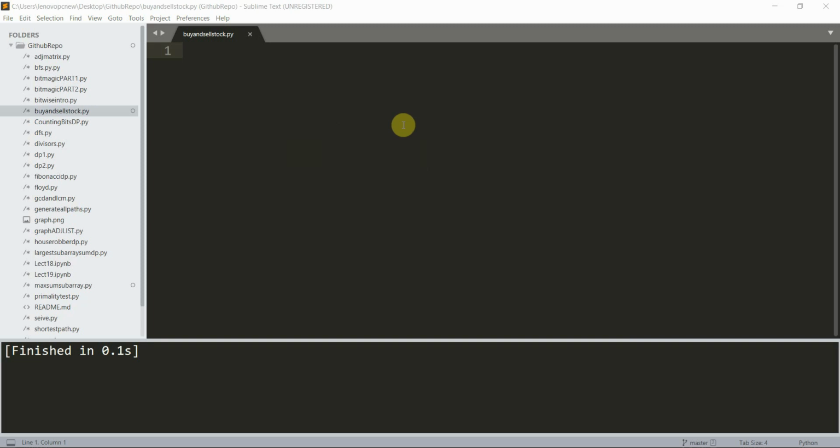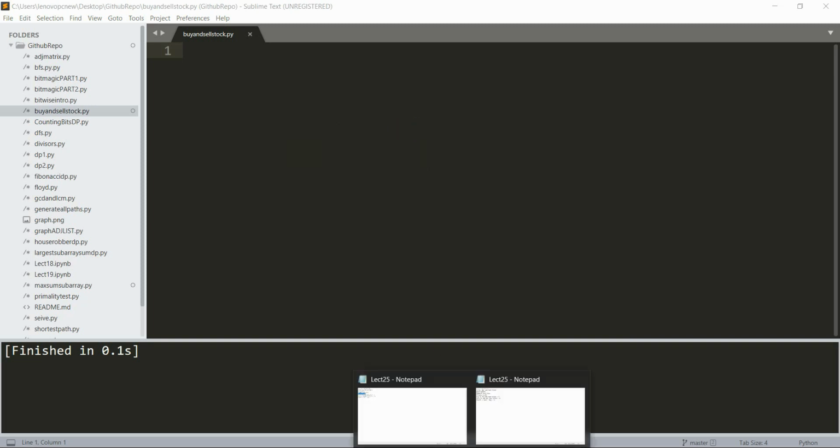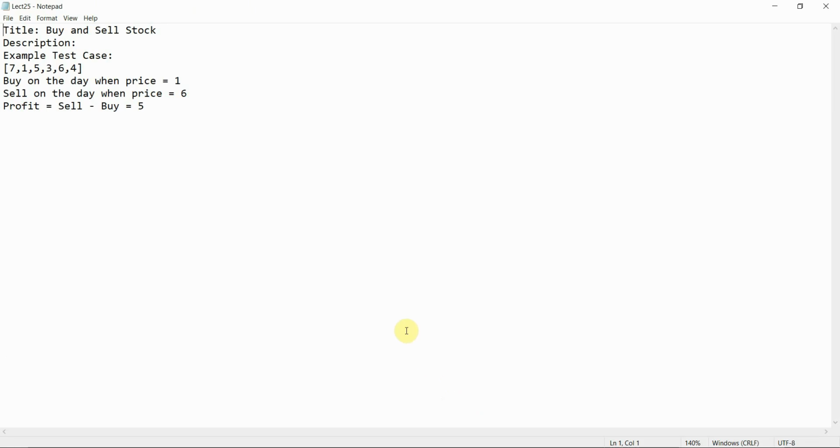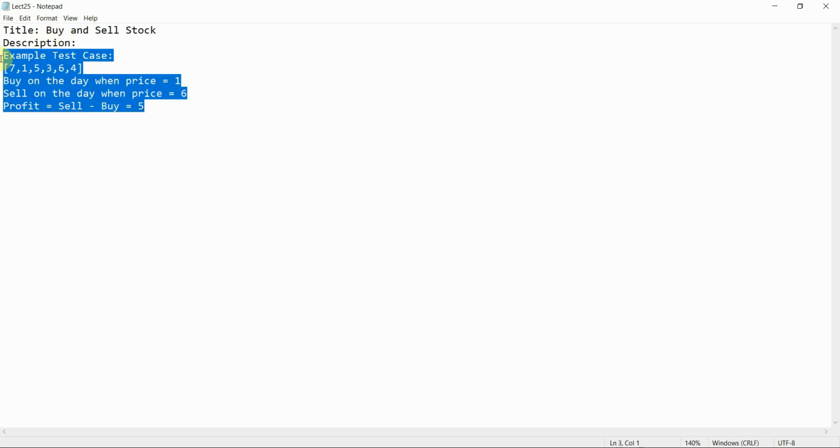In today's tutorial, we are going to learn about a new problem, that is buy and sell stock. I would give you a hint how we can do this problem. You can first go through this example, that is buy and sell stock. You can read these lines. I'll give you a second.